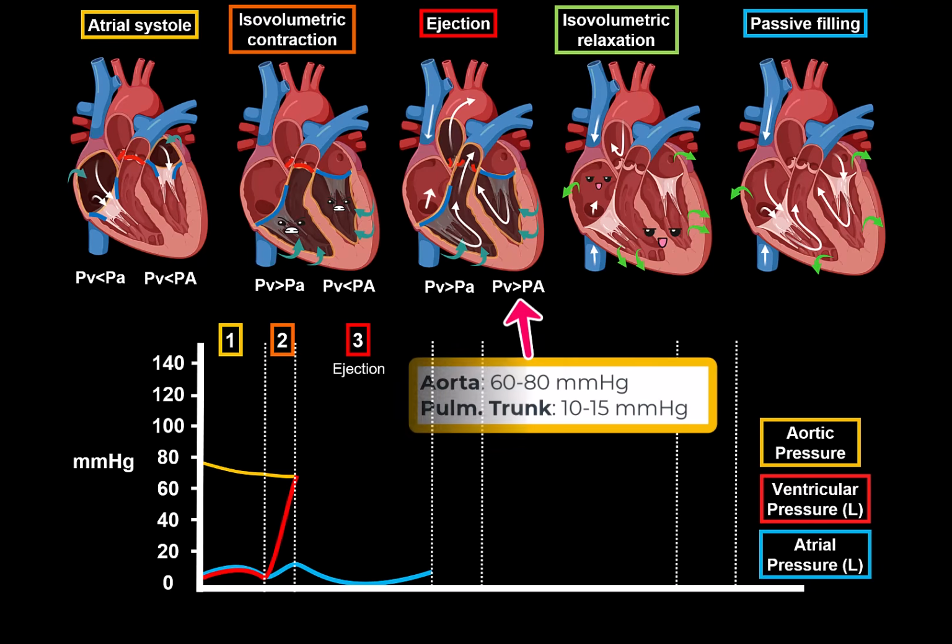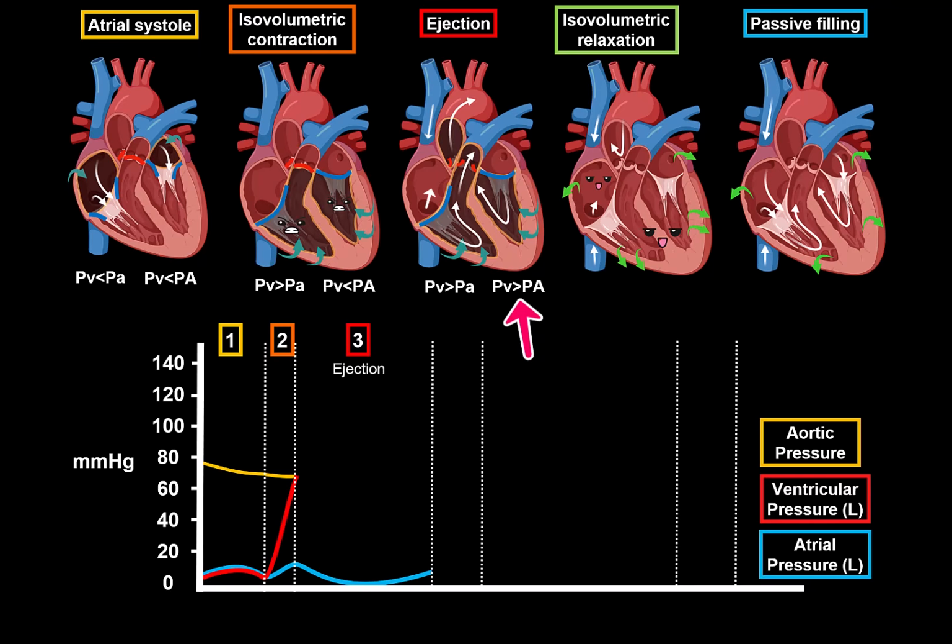So the pressure in the left ventricle is higher than in the aorta, and the pressure in the right ventricle is higher than in the pulmonary trunk. Because of that, the semilunar valves are open and blood is ejecting into the great arteries. Now, the left ventricle, as it contracts, is going to reach a maximum pressure of about 125 to 130 millimeters of mercury in the left ventricle, and about 25 to 30 millimeters of mercury in the right ventricle, though we're mostly interested in the left ventricle for now.